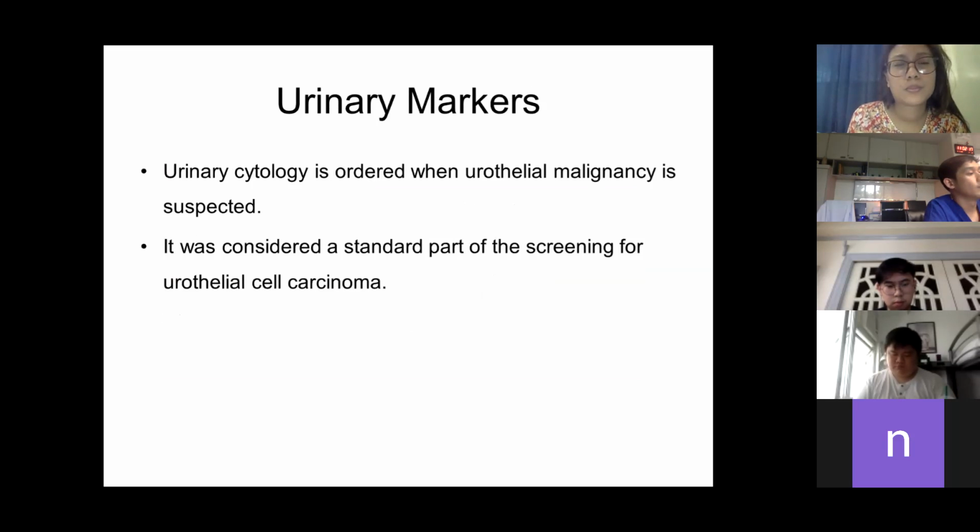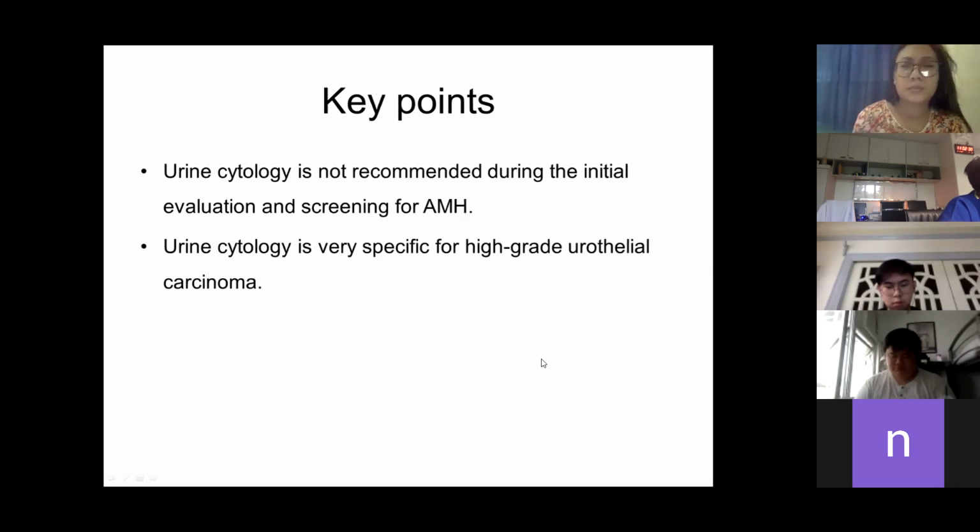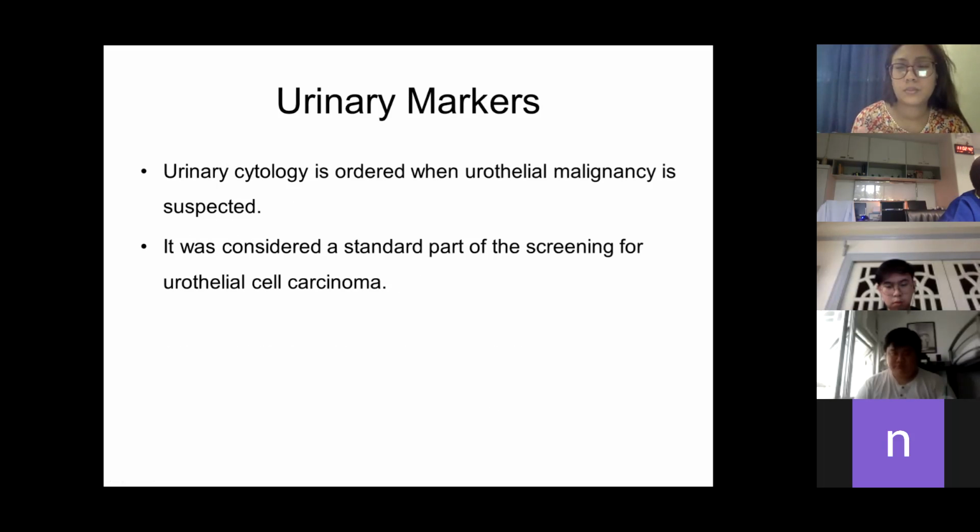So, urinary markers. Urinary cytology is ordered when urothelial malignancy is suspected. It was considered a standard part of the screening for urothelial cell carcinoma. It is not recommended.